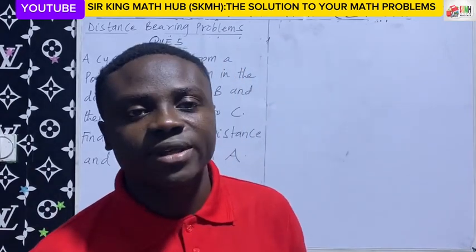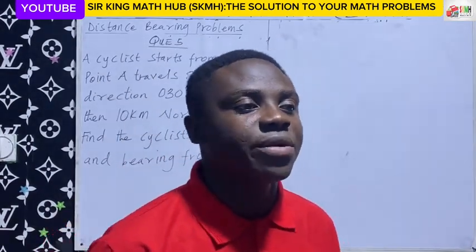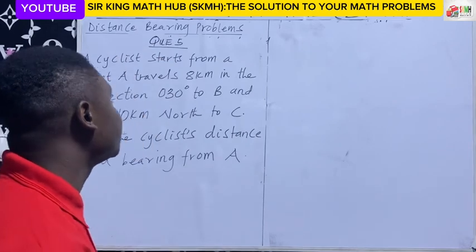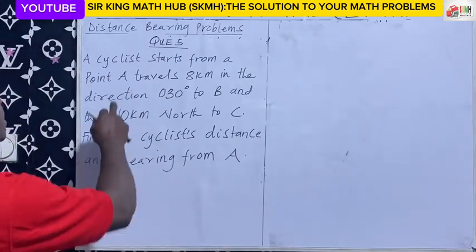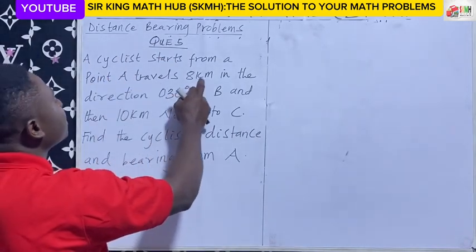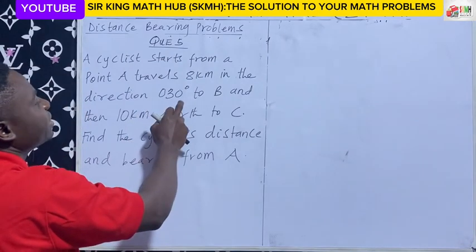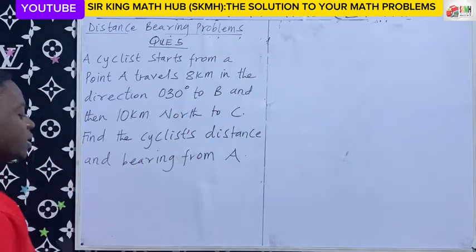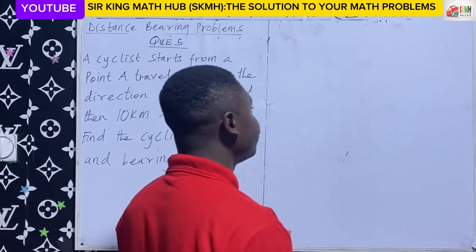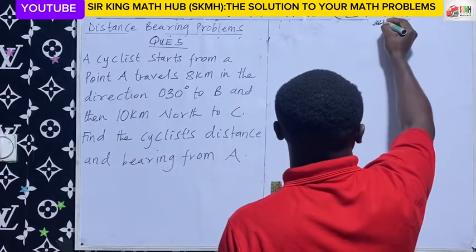We are still on bearings. We are looking at distance bearing problems. Question 5, I read: A cyclist starts from point A, travels 8 kilometers in the direction 030 degrees to point B. So let's represent this information on a diagram. So we have our solution.